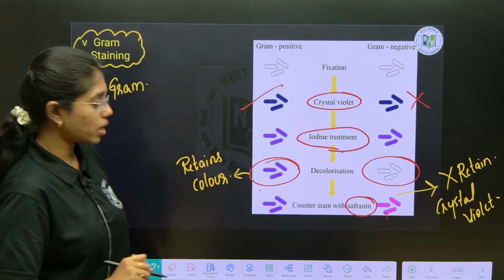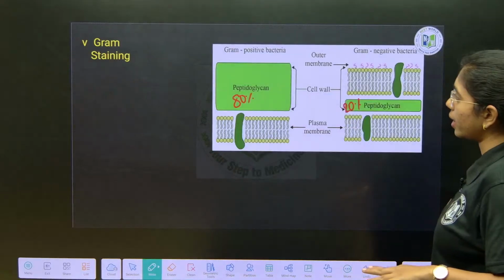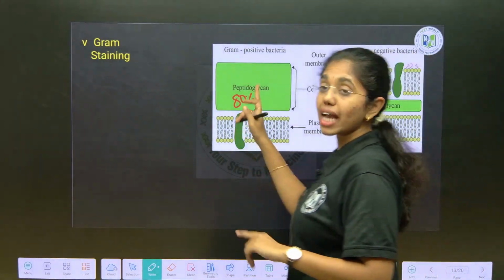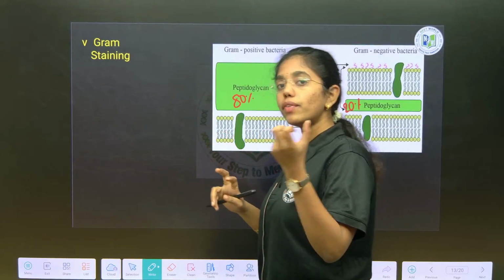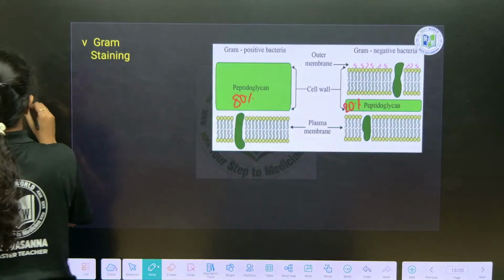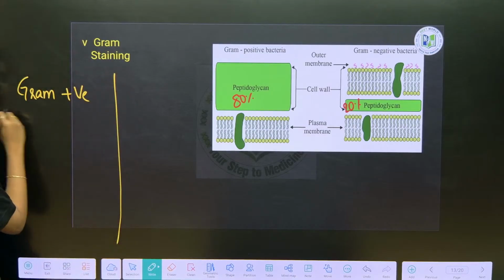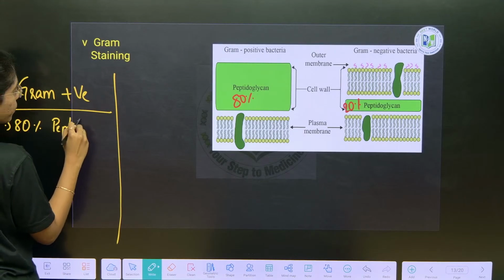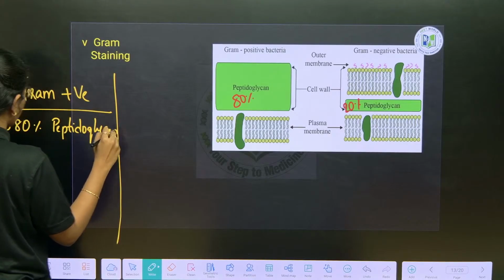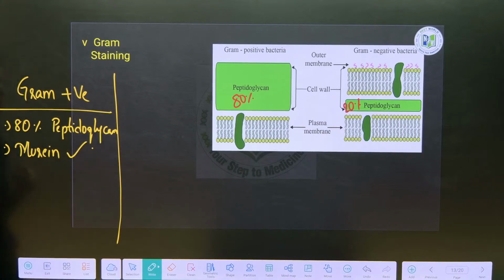Fine, right? Gram positive and gram negative. The one which retains the color is gram positive bacteria, because gram positive bacteria has 80% peptidoglycan, which is thick in composition of amino acids and polysaccharides. It will absorb the stain. So, gram positive bacteria has 80% of peptidoglycan, and it consists of murein.